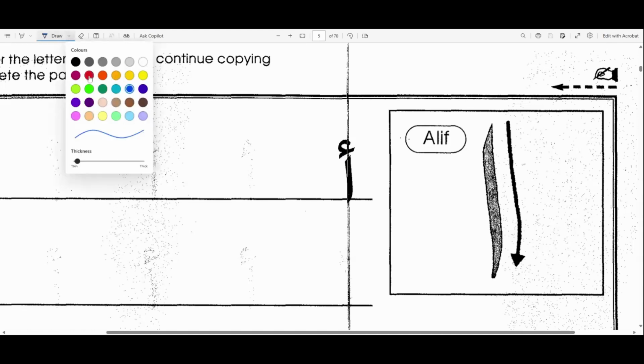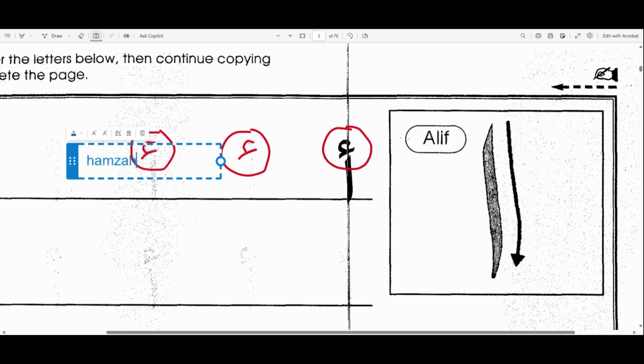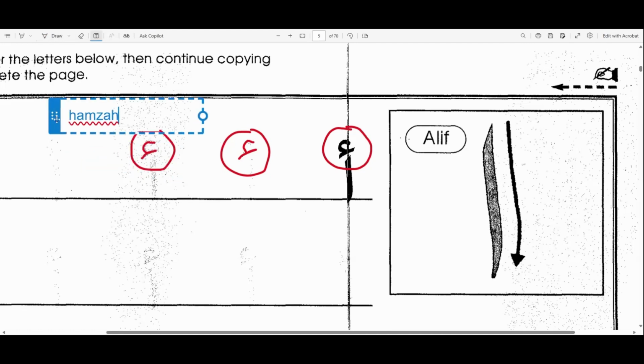So if you look at this symbol on top of the Alif, which looks like this, this symbol is what we refer to as a Hamzah. We'll learn more later as we go along in the book what a Hamzah is. So the letter Alif and the letter Hamzah are kind of interchangeable. Sometimes we use the letter Alif and sometimes we use the letter Hamzah.